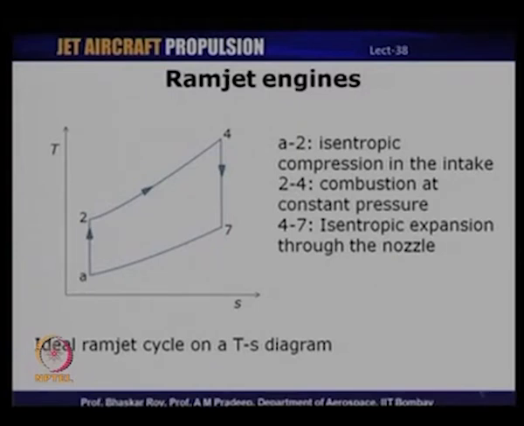So, in this ideal ramjet cycle, you can see there are two processes which are isentropic. The first process, which is the compression process, and also the last process, which is an expansion process through the nozzle. The combustion process is at constant pressure.